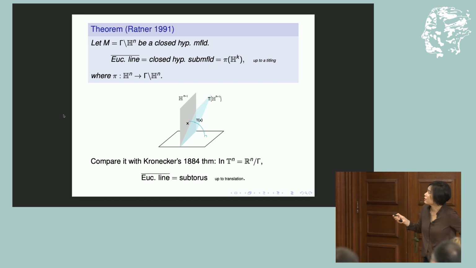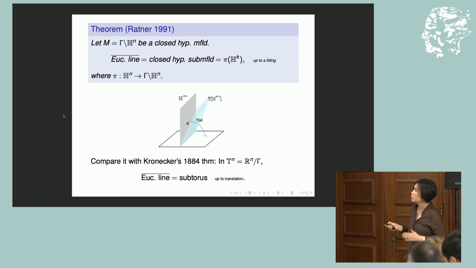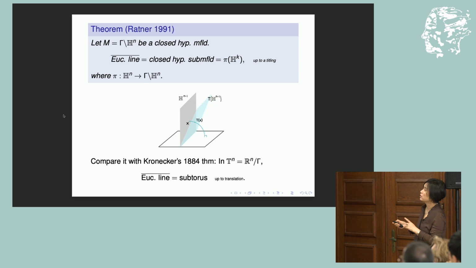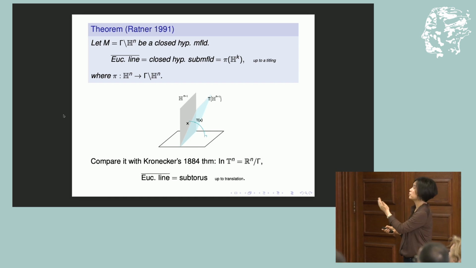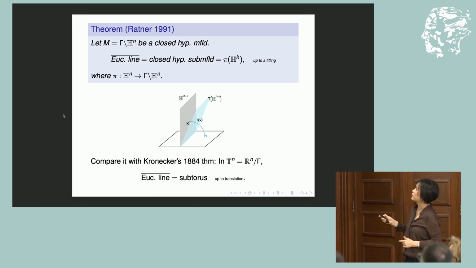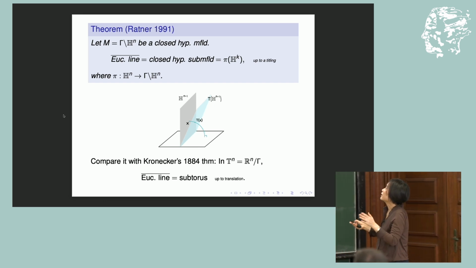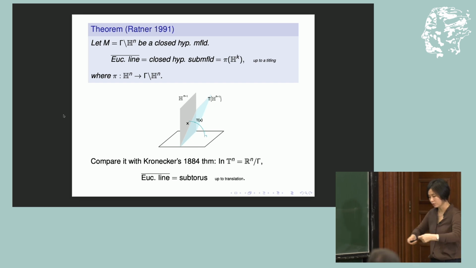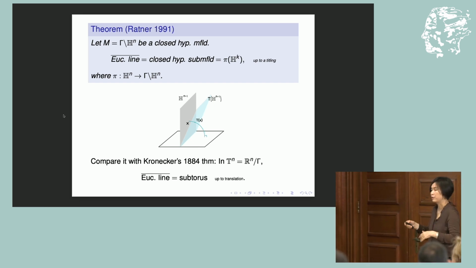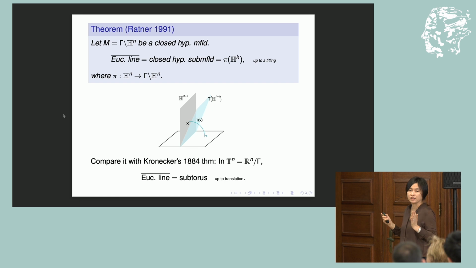So I want to just point out this remarkable analogy with Kronecker's theorem from 1884. It was that in any Euclidean torus, the closure of a Euclidean line was a Euclidean subtorus up to translation, but we have an exactly analogous statement in a closed hyperbolic manifold. The closure of a Euclidean line is a closed hyperbolic submanifold up to a tilting. So as long as she travels along the Euclidean line in a closed hyperbolic manifold, she will be seeing some hyperbolic world.